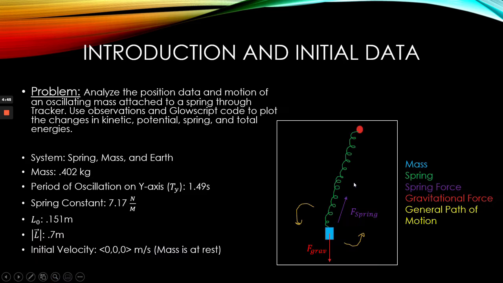The goal of this experiment is to observe and analyze the motion data of an oscillating mass attached to a spring through Tracker, and plot the changes in kinetic, gravitational potential, spring potential, and total energies. The system for this lab is the mass, spring, and Earth. There is no external work applied, so the change in total energy will be zero.